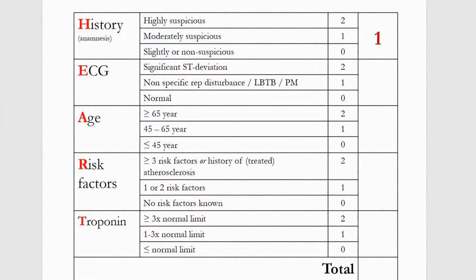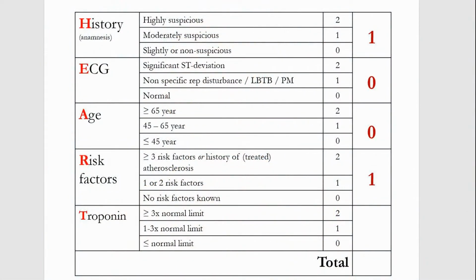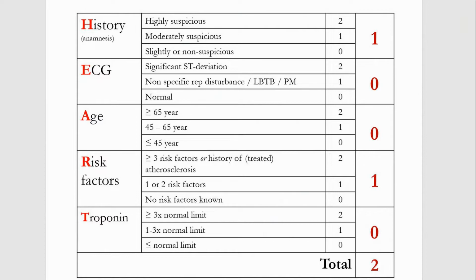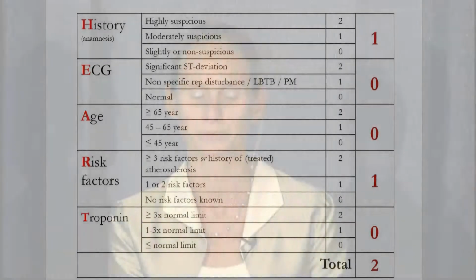Well, if I would calculate a heart score for this patient, I would give a 1 for her history. It has typical as well as atypical elements. Her EKG upon arrival is negative for ischemia, so I would score 0 for her EKG. She's 40 years old, so that means 0 points for her age. She's a smoker, so that will give her 1 point for her risk factors, and her troponin upon arrival is negative, so that means 0 points for troponin as well. So then we end up with a heart score of 2.